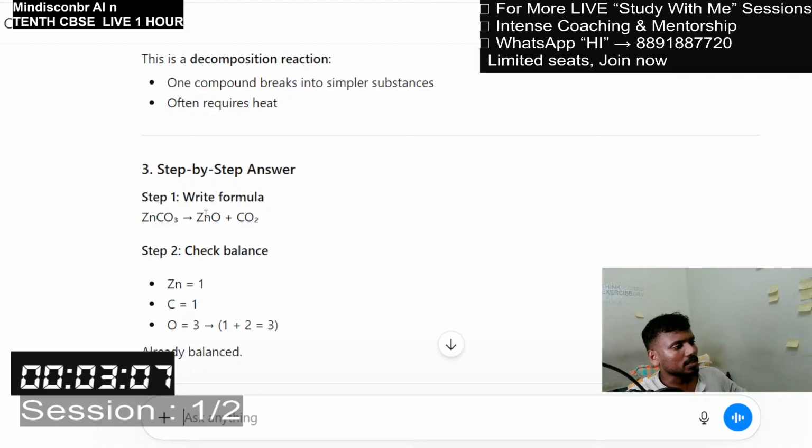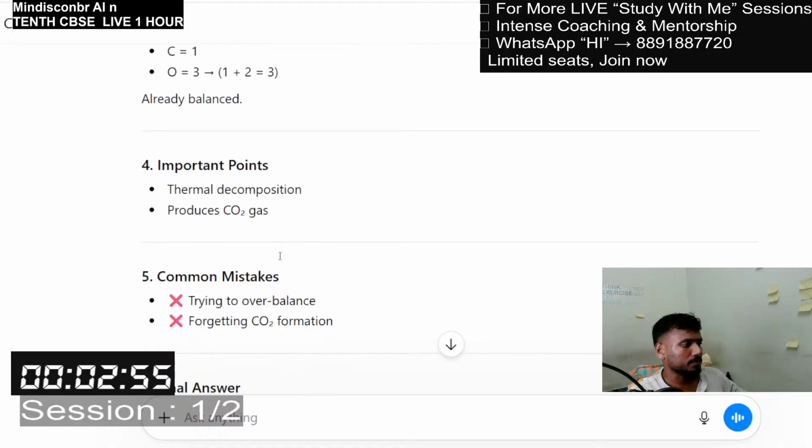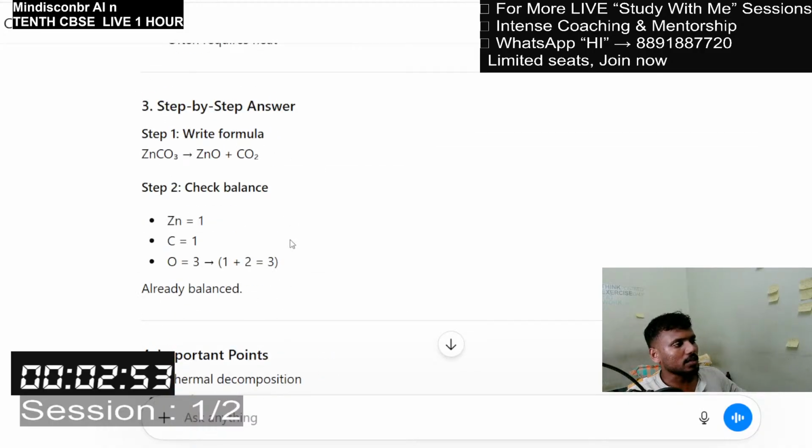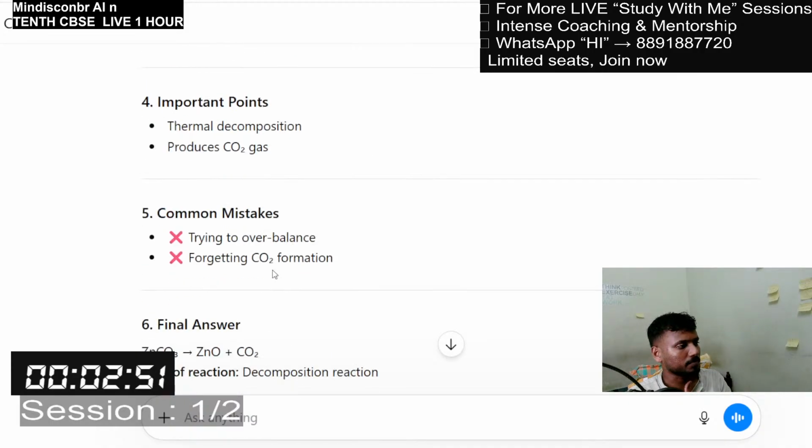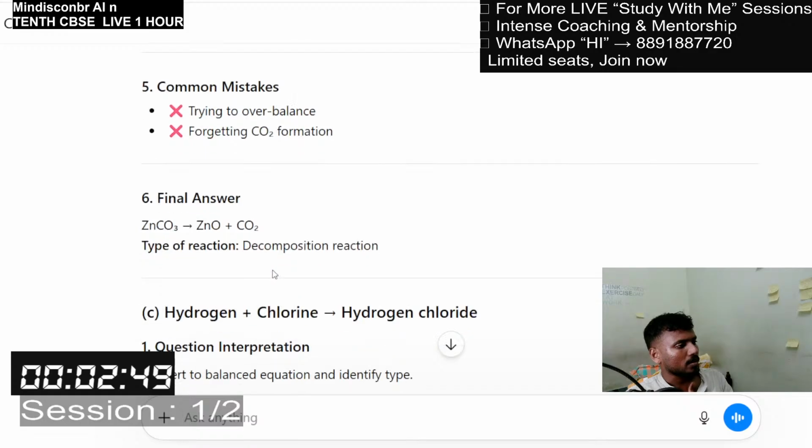Here the number of zinc atoms is the same, the number of carbon atoms is the same, and here 3 oxygen atoms, here also 1 plus 2, that is 3 oxygen atoms. Hence it is already a balanced chemical equation. It is an example of a thermal decomposition reaction: ZnCO3 gives ZnO plus CO2.